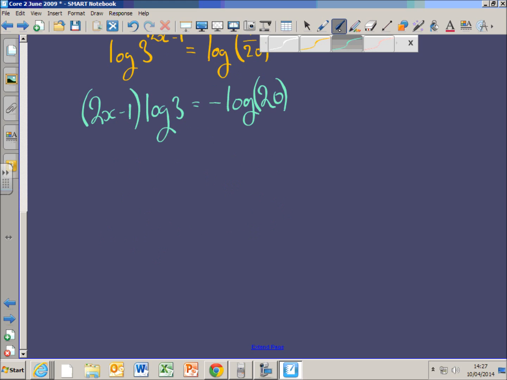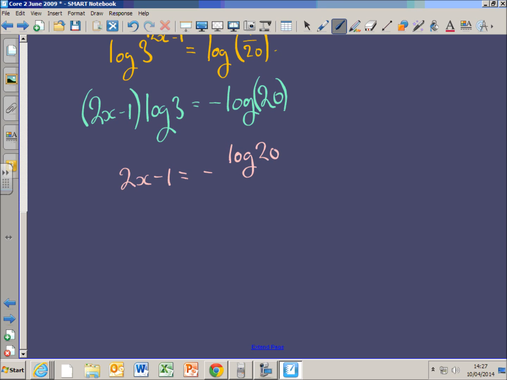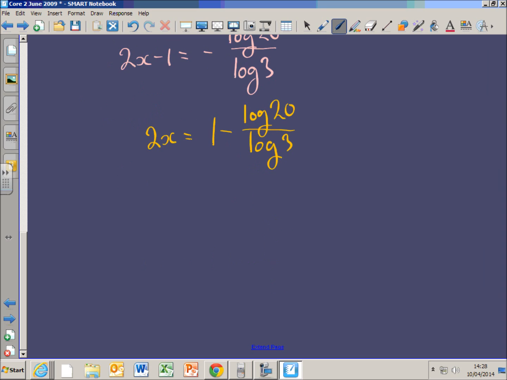Next step is divide by log 3. So I've got minus log 20 over log 3. Next step, add 1 to both sides. So I'll put the 1 at the front because this bit's minus. It's going to be nicer like that. And the final step, divide by 2 is the last step.